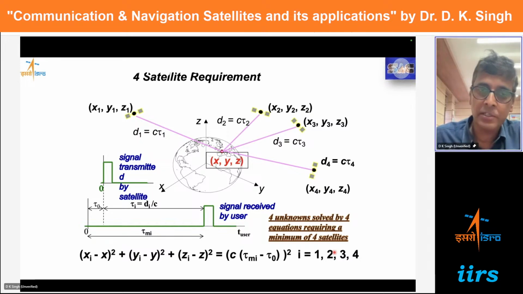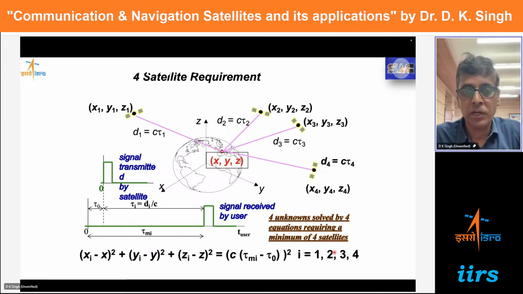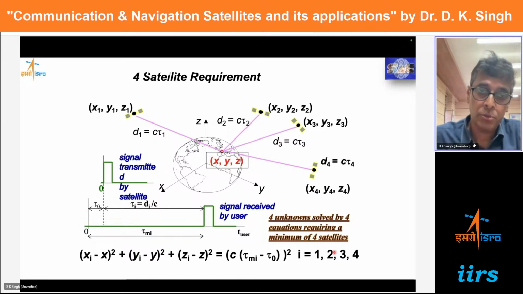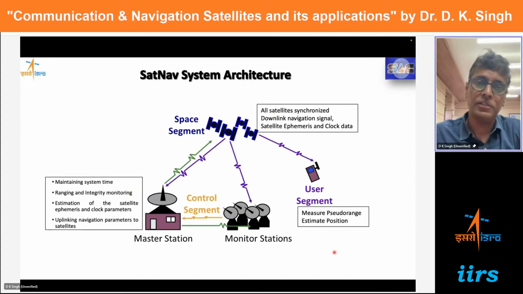So if you only wanted to know the position, 3 satellites are good enough. But if you want to calculate the velocity also, the time dependent position, you will need 4 solutions including t. So that is why a minimum of 4 satellites is required to do a meaningful navigation.